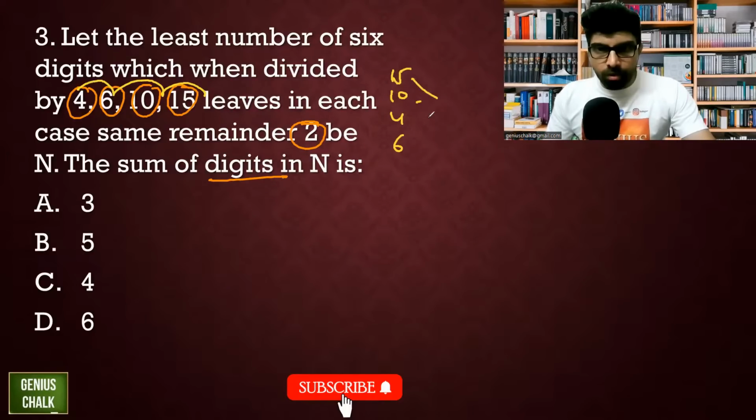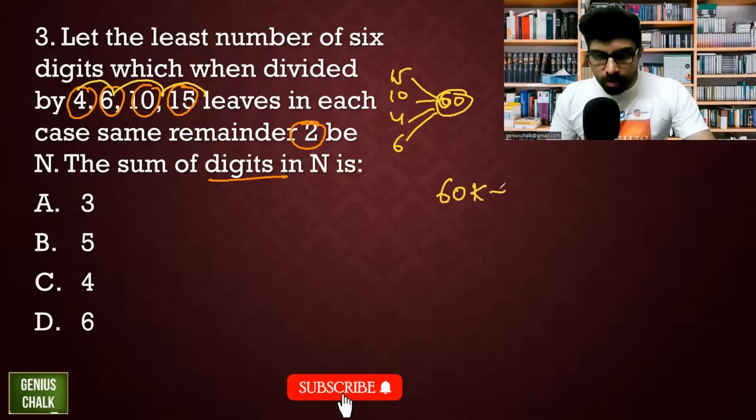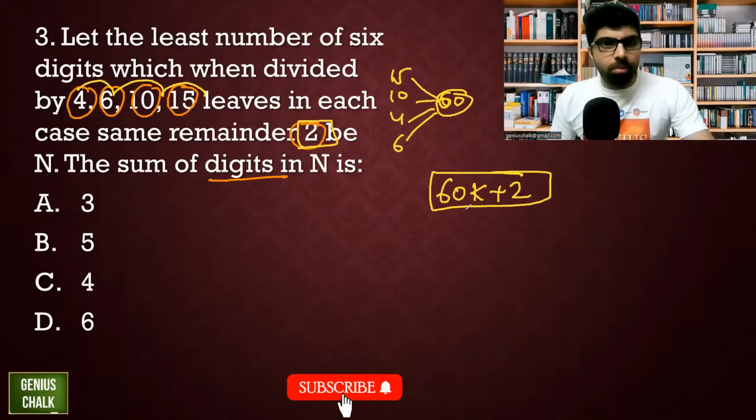Read the table of 15. 15 2s are 30, 15 4s are 60. That means 60 is a number which is divisible by all of them. So the number will be of the form 60k plus 2, because a remainder of 2 has to be there. This will be the form of the number.